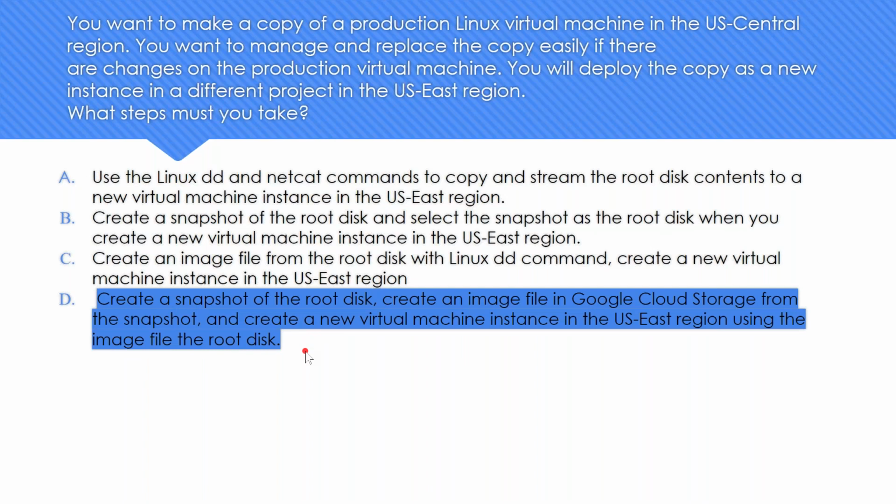Yes. So just create an image and give access to that image with what Vivek mentioned, the compute image user role. That's going to be a better, simpler way, because putting it into Google Cloud Storage, giving access, all those things are going to be time consuming, I have seen. So create an image in Google Cloud Storage from the snapshot. It's going to be a little tricky there. So among the options, D looks like a good choice.